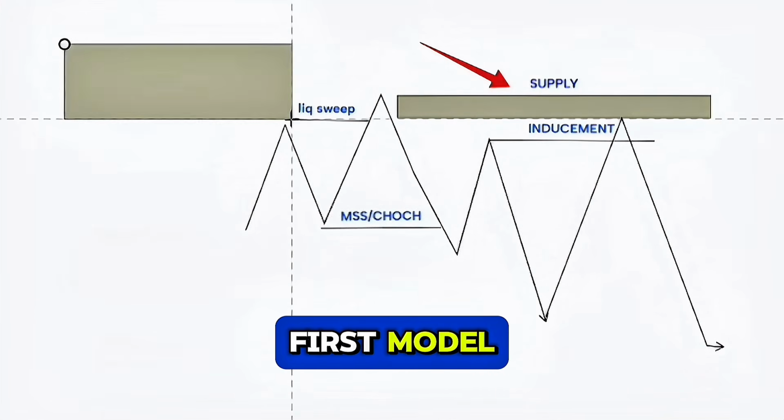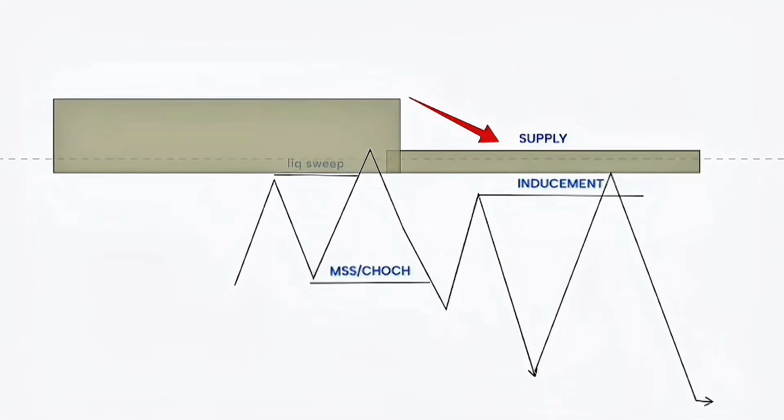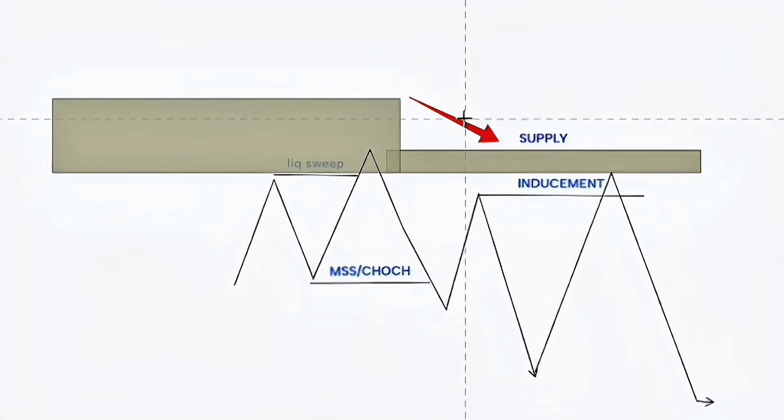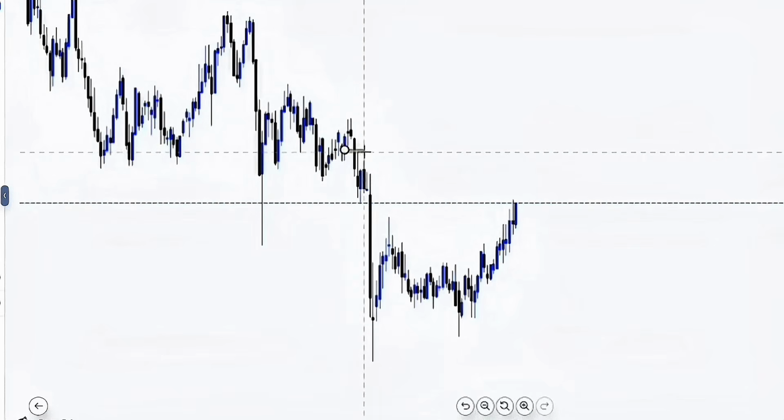Just like the first model, all of this must happen at a higher time frame POI. That higher time frame POI can be anything your strategy uses. For me, it is a supply zone. Now let's see how this looked on one of my recent trades. This is AUD CHF on the weekly time frame.